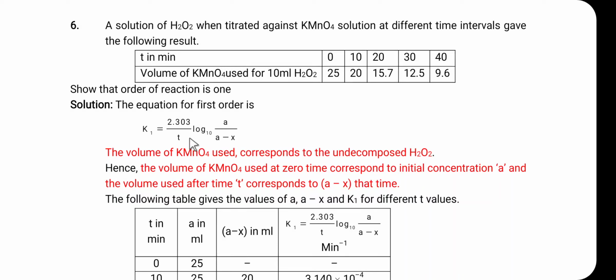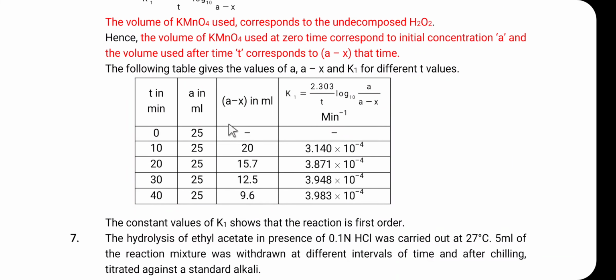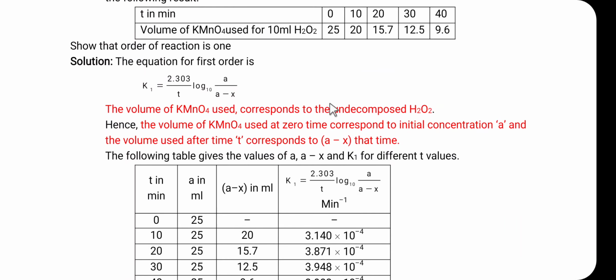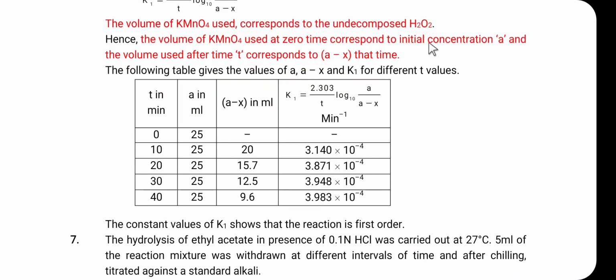Substitute the values of t, that is the time: 10, 20, 30, 40, as well as a and a minus x. Here is the table, time in minutes. This a is the initial concentration, 25 ml. This is a minus x: 20, 15.7, 12.5, 9.6. These are the a minus x values. Substituting all these values in the expression.